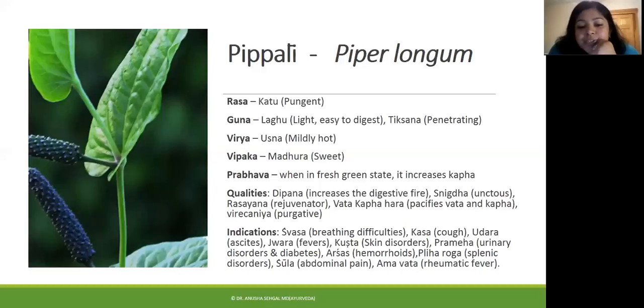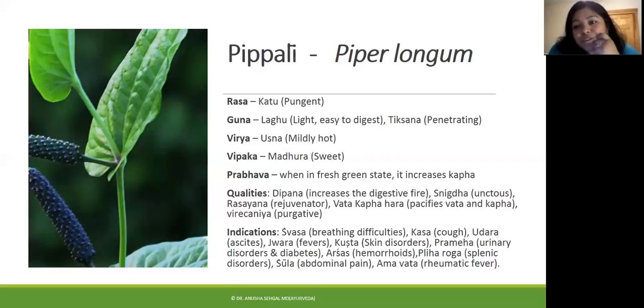Udara is ascites, or fluid accumulation in the abdomen. Jwara is all different types of fevers. Kushta is all different types of skin disorders, including leprosy, including psoriasis. Basically, all types of skin disorders come under that description. Prameha is all urinary disorders, including diabetes. Prameha is not just diabetes alone. That's, again, another very common misconception. They translate prameha as diabetes, but it's not just diabetes. There are a lot of other urinary disorders that are described.